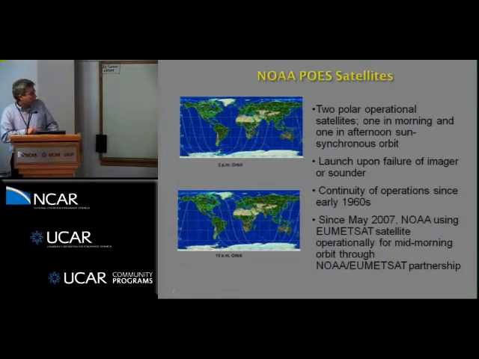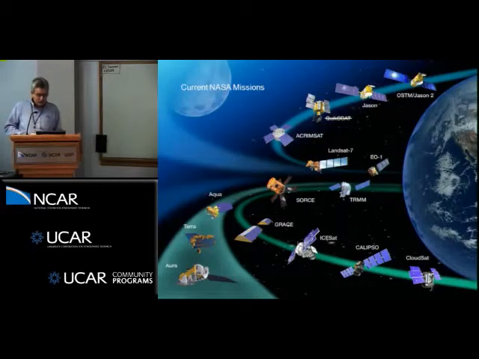NOAA operates two polar satellites in high inclination orbits. They're in sun synchronous orbits. There's the morning satellite and the afternoon satellite, and these typically have the infrared and the microwave instruments on them. Lots of NASA missions out there.